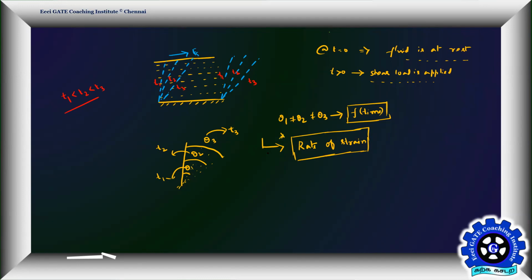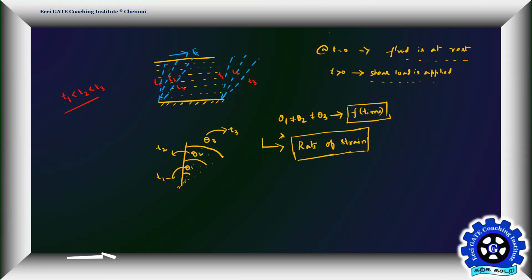Rate of strain. So we are interested in rate of strain now, not the value of a strain at a point, which was a fixed value in the case of solid mechanics. It is not a fixed value in the case of fluid mechanics. It varies with time. You should know what that function is, the theta function of time. Then you can calculate the value of shear strain at a given time.